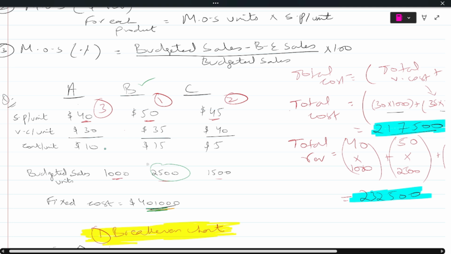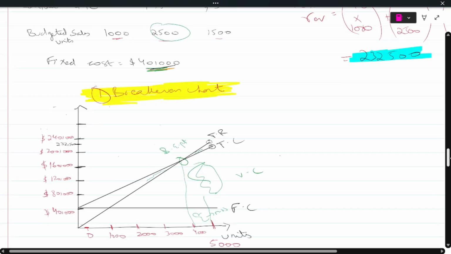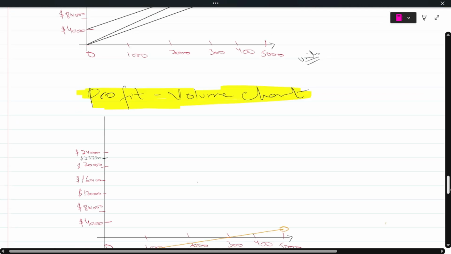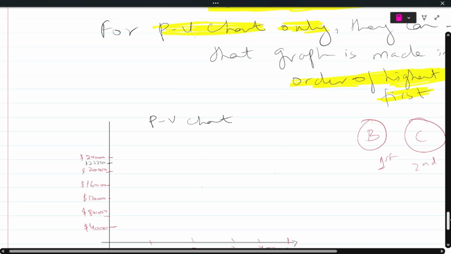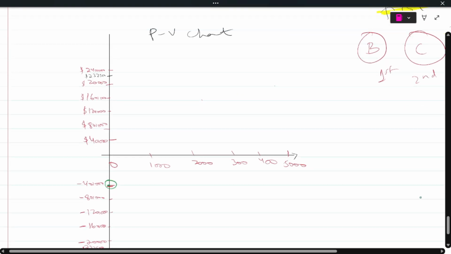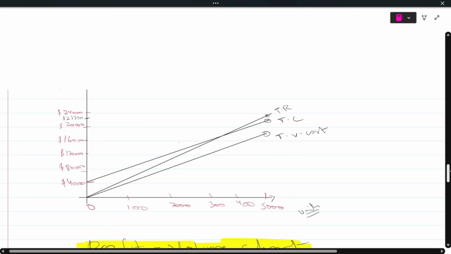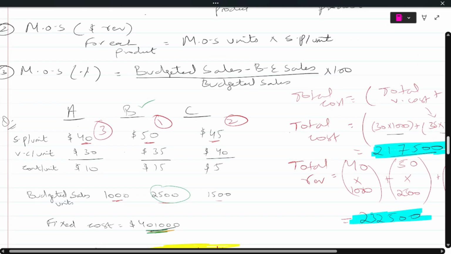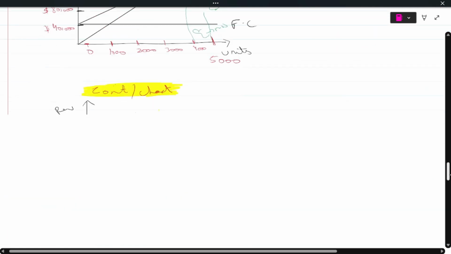Okay. So I took the contribution per unit, 15, times the number of units, 2,500. I got my total contribution. And from this total contribution, I subtracted my fixed cost of 40,000. That means I'm incurring a loss of 2,500. So what will I say? For B, how many units did we make? We made 2,500 units. So at 2,500 units, I'm making a loss of $2,500.